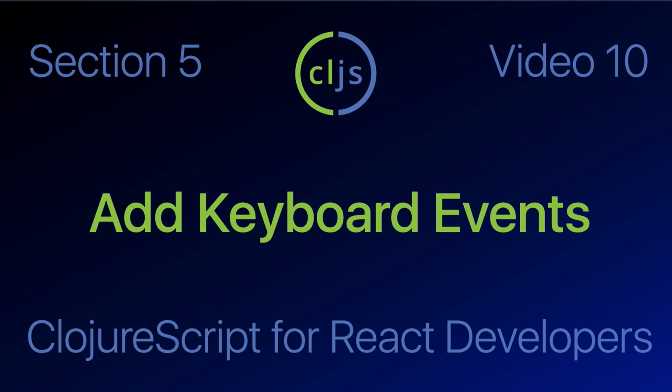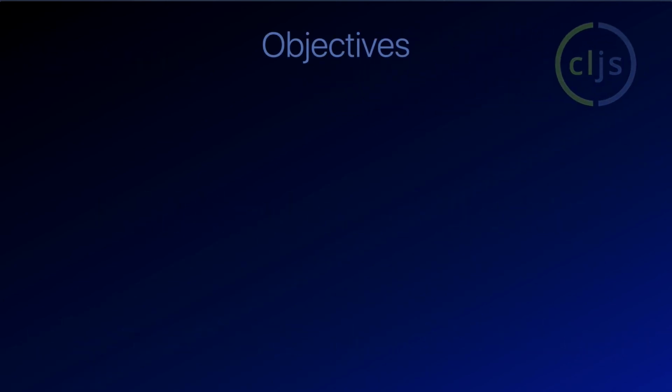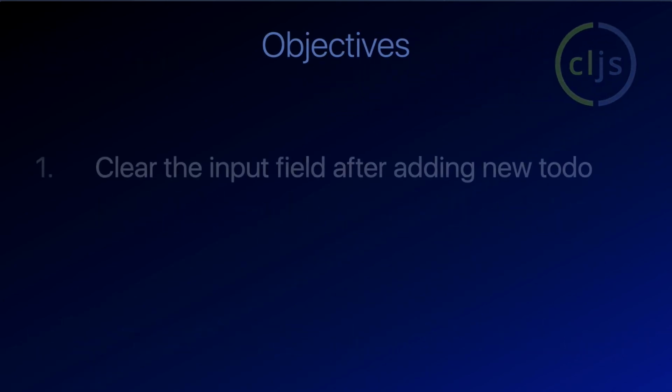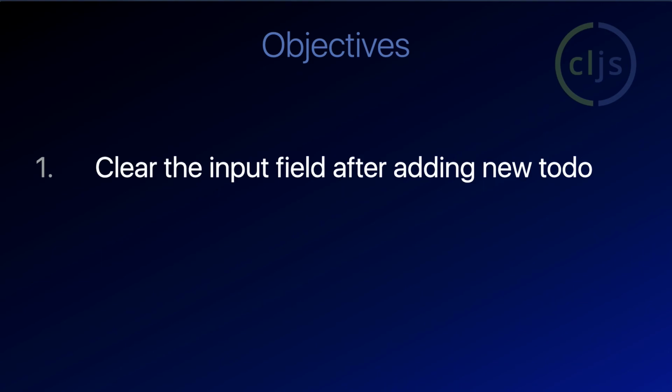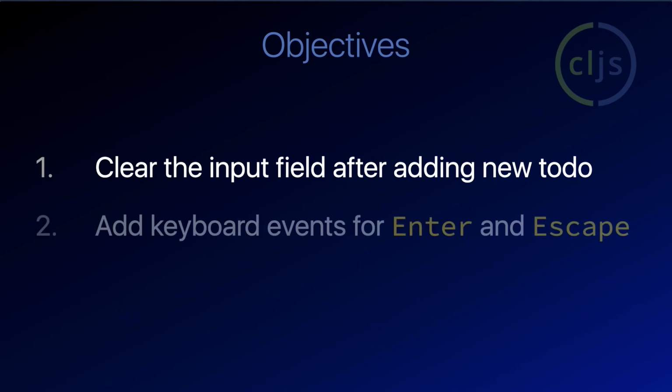Add keyboard events. Our objectives are: we will clear the input field after adding a new to-do so that the user can more easily add another to-do. In addition to saving a to-do when the user blurs the text input field, we will enable the Enter keyboard event to also save a to-do item. Also, if the user hits the Escape key while entering a to-do item in the text input field, we will clear the input.